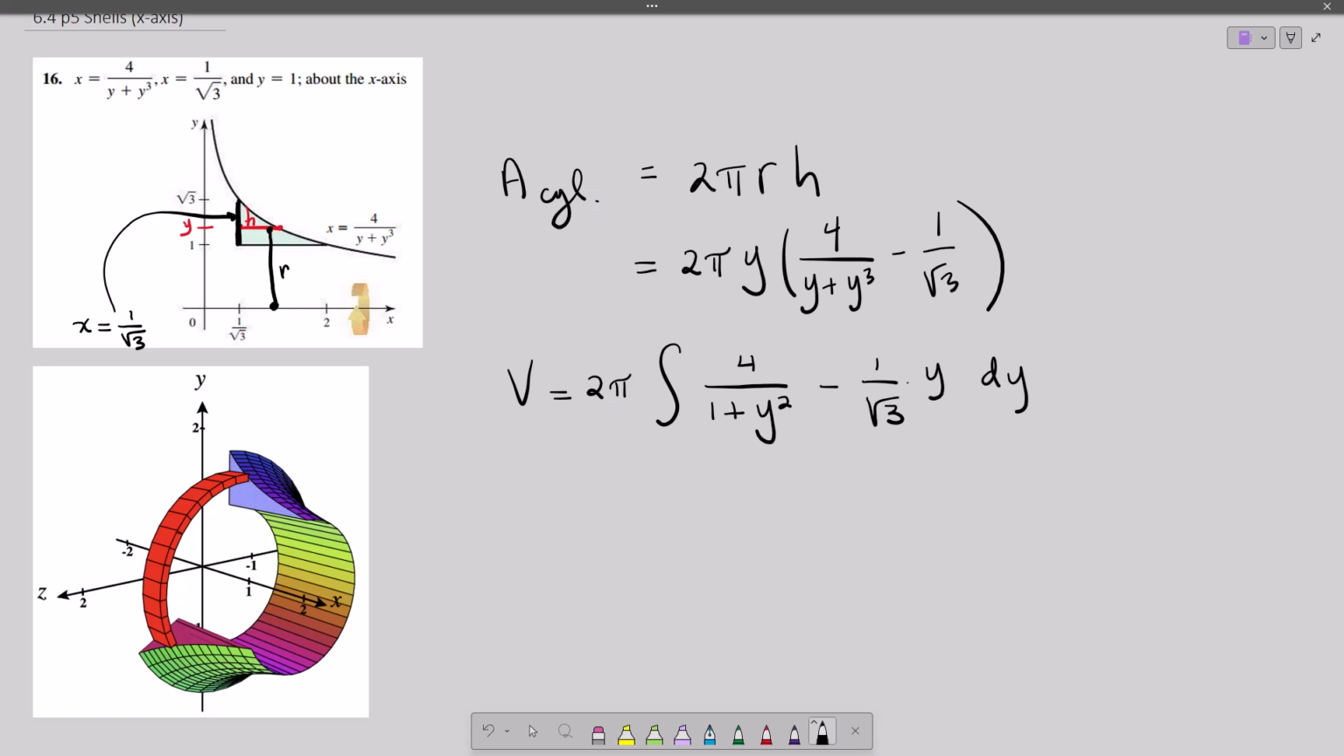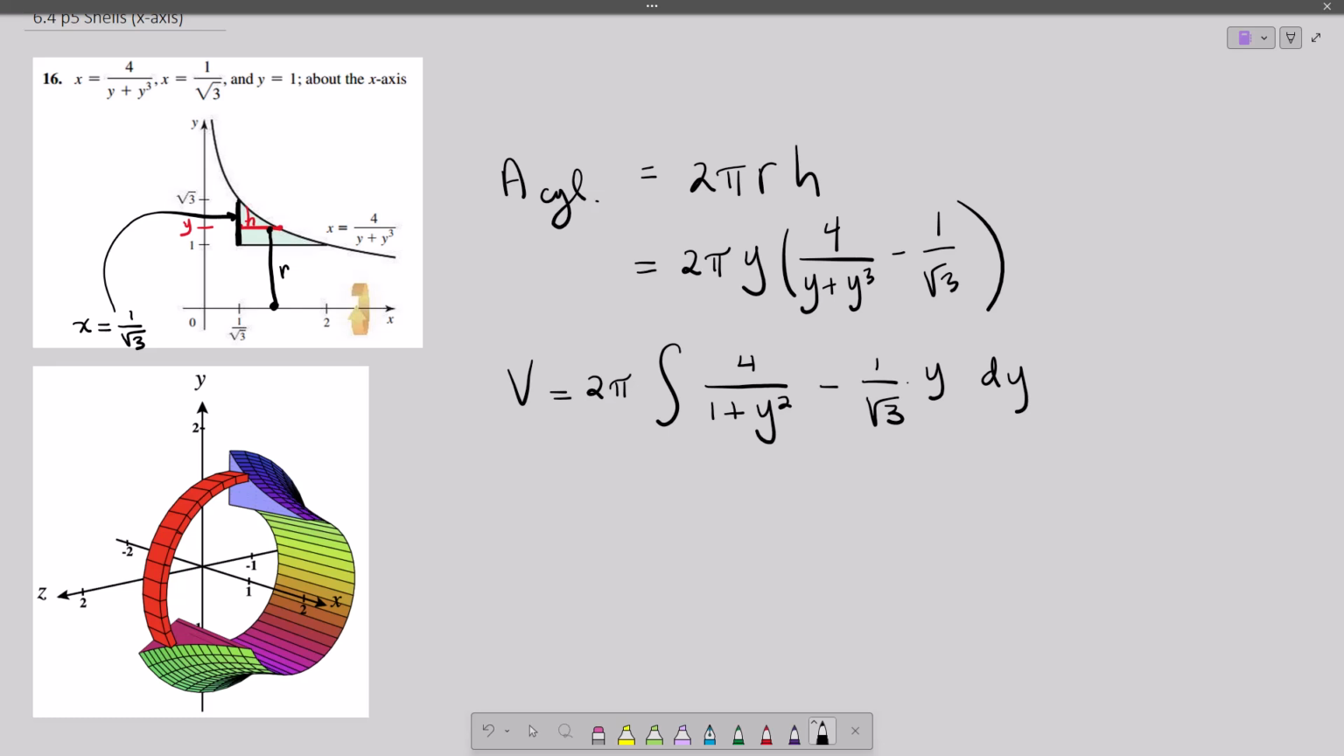And then our limits of integration, should they be y limits or x limits? X. You think? Is the element horizontal or vertical? Horizontal. So if it's horizontal, is it sliding along the y-axis or is it sliding along the x-axis? Y. So the limits are going to be y values then.